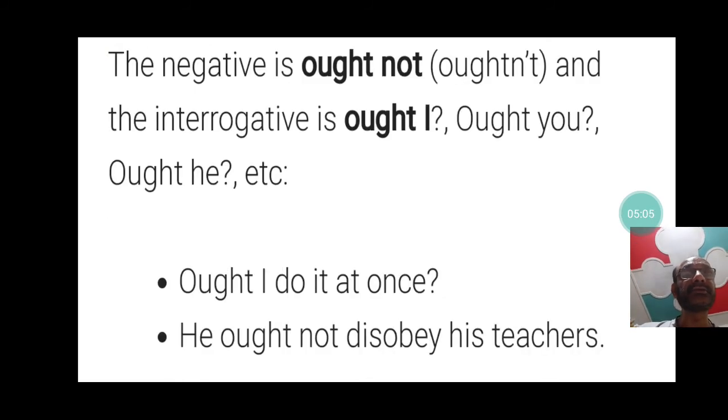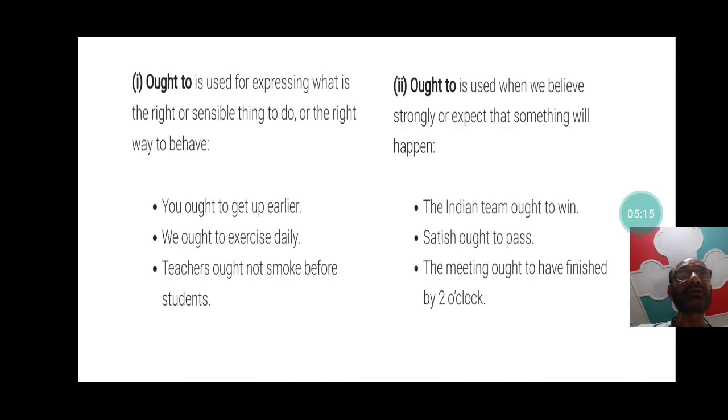Right? Let's see how. The negative is ought not, and interrogative is ought I. Ought I do that at once? He ought not disobey his parents. Right? Ought to is used for expressing what is the right or sensible thing to do or the right way to behave. You ought to get up earlier. We ought to exercise daily. Teachers ought not smoke before students.